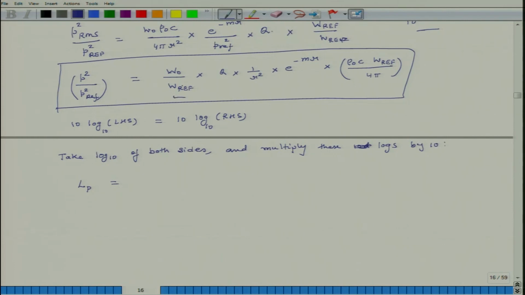What is the RHS? First I take the log of this term: 10 log of this is LW. This is how I have defined it. It is the sound power level. So, sound pressure level is equal to sound power level. Then I take the 10 log of Q. What is Q? Directivity. So, this is the impact of directivity on the sound pressure level, plus I take 10 log of the next term.